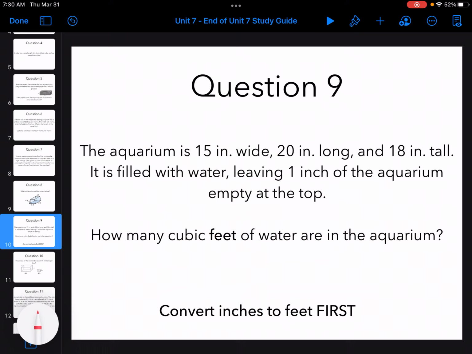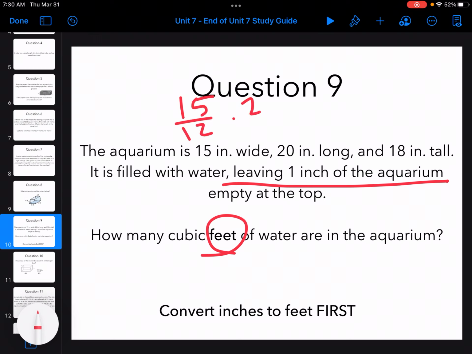The next one is asking me to find out how many cubic feet of water are in the aquarium. Okay, so I see that they're asking for feet and I have inches. So I'm going to have to convert everything first. But they're giving me this extra twist with leaving 1 inch of the aquarium empty at the top. So that's only going to affect the height. So I'm going to do 15 over 12 times 20 over 12 times 17 over 12. That's what I'm going to put in my calculator.